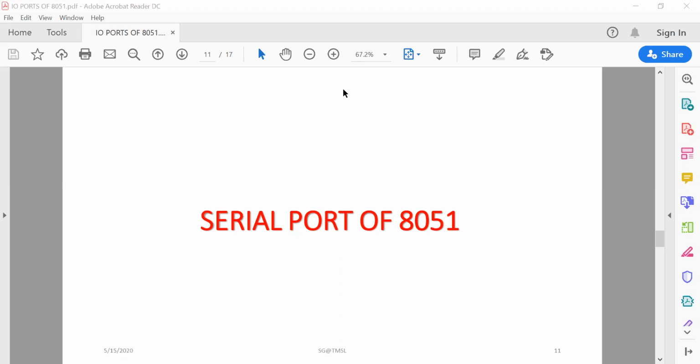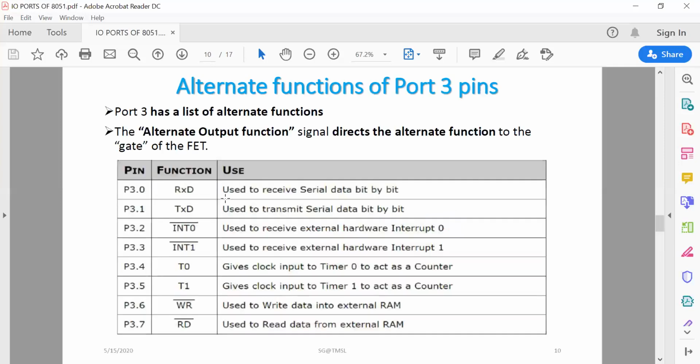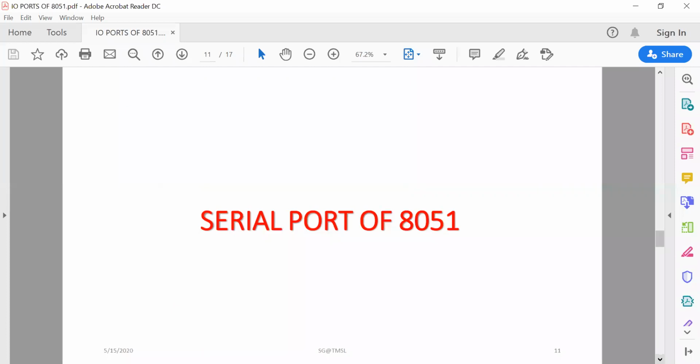8051 has two pins, TXD and RxD, which are alternative functions of port 3. P3.1 is used for TXD and P3.0 is for RxD. This one is for receiving and this one is for transmitting, so port 3 can be used to perform these two functions. The UART hardware, implemented into this IC, is more commonly referred to as the serial port.